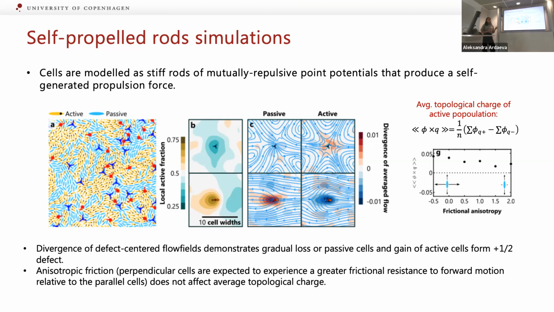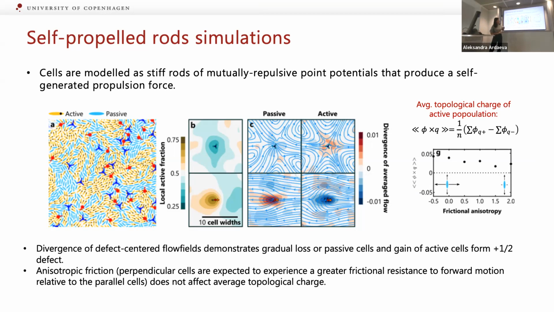One explanation we thought of is that there might be some kind of anisotropic friction going on there. Essentially, perpendicular cells experience greater frictional resistance to forward motion relative to the parallel cells. This is because there have been some experiments where they had only one type of bacterium, and they saw that in the areas where plus halves were more, the density around the plus halves was bigger than the density around the minus halves.